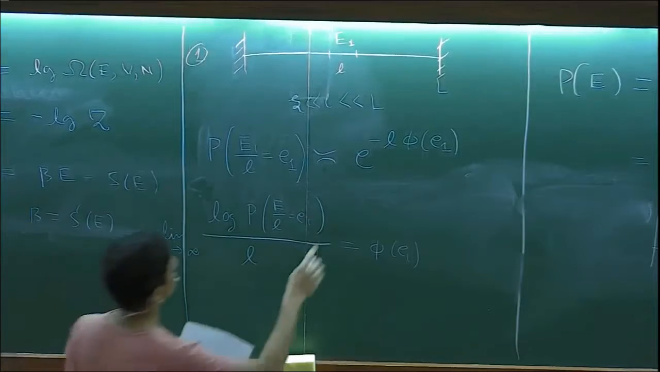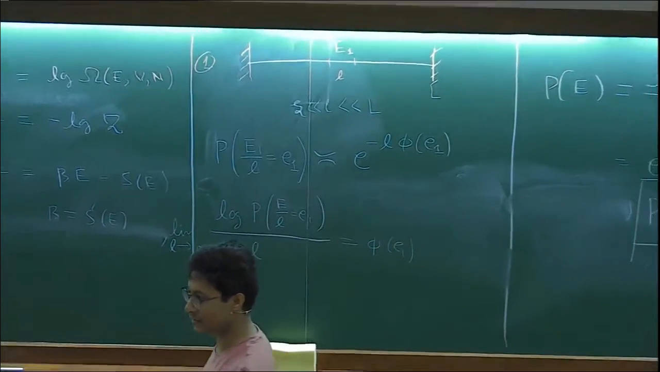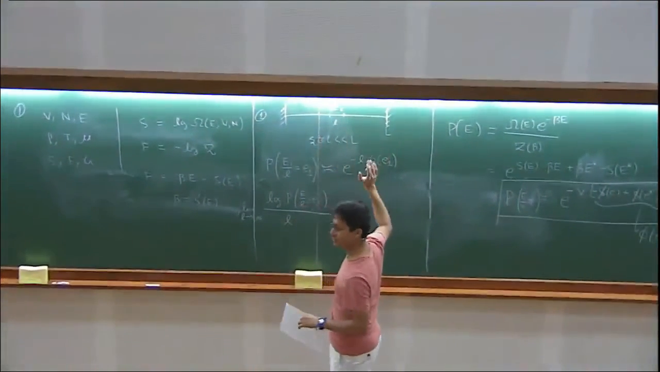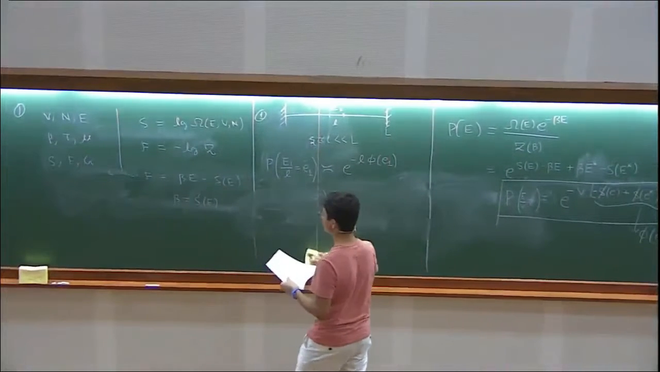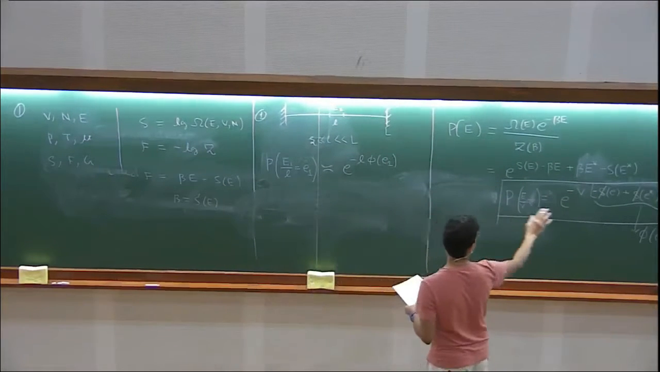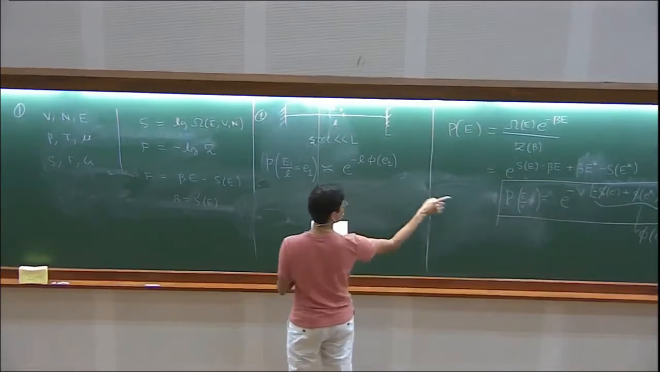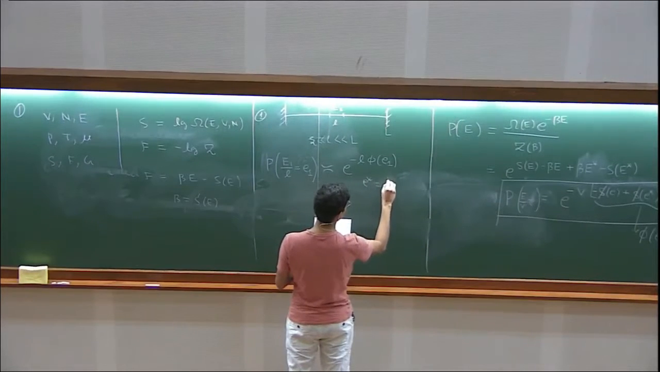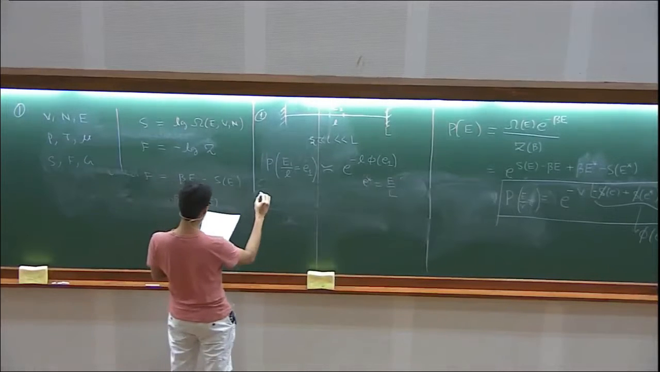There are correlations of the microscopic fluctuations, so I'm taking a window size which is much bigger than those, but much smaller than the total system size. Now this phi of e1 would simply be exactly this one. And here the E star in that example would be the total energy divided by system length. So this is one example.